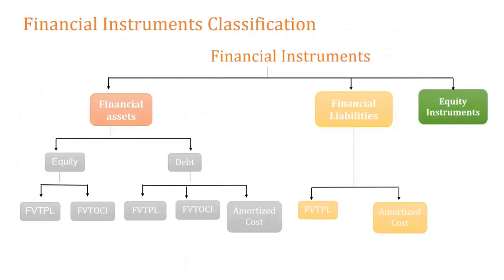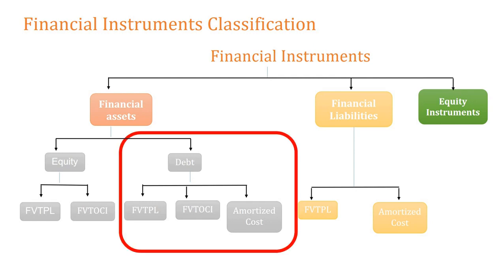Okay, now we have classified the financial asset, the first category. Now we want to look at the second category, which is the debt part. Right? How to classify debt. Now you are clear about the equity part. Now we want to move to the debt part.